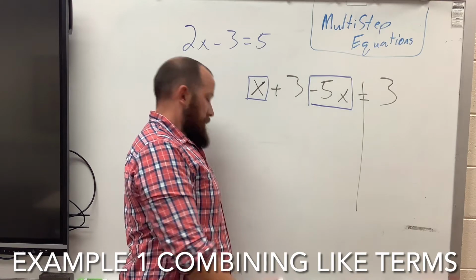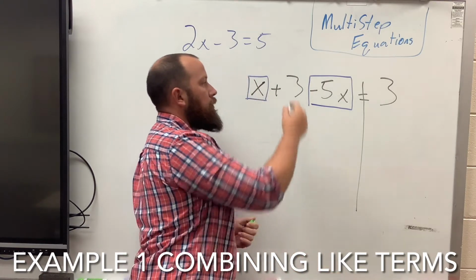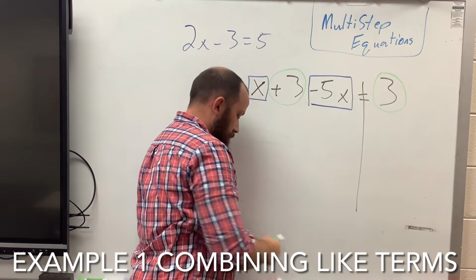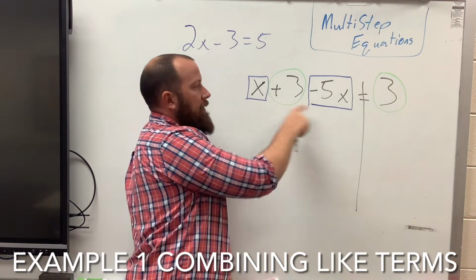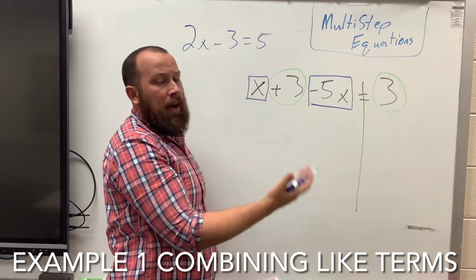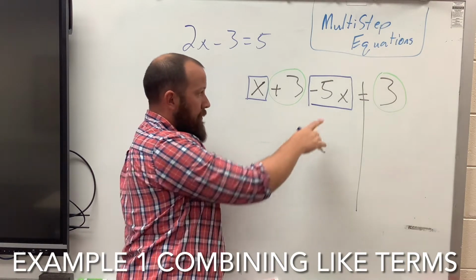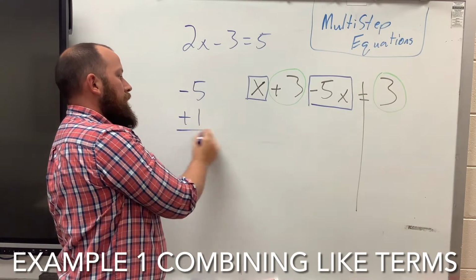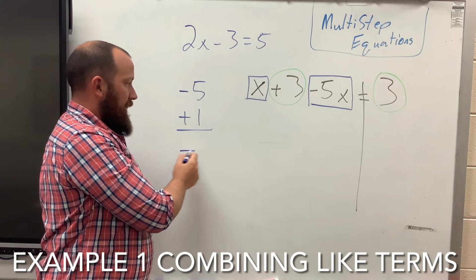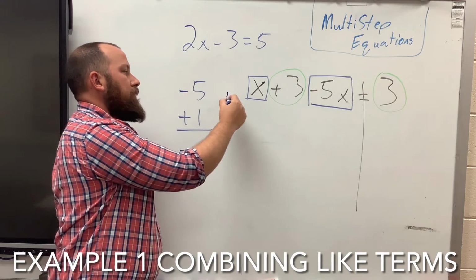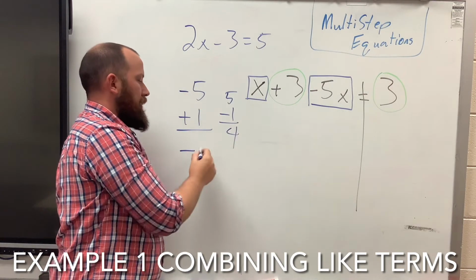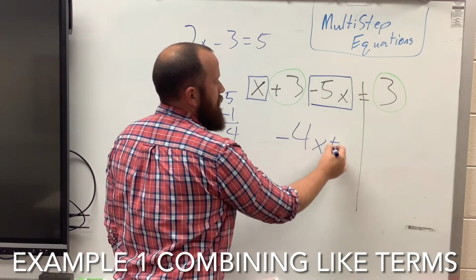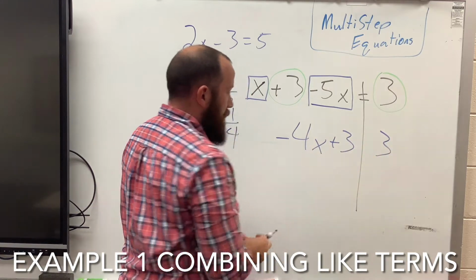If you want to, you put circles around the other one, but make sure you keep the sign with it. So now, x and negative 5x. I have to combine those before I can get to my problem. So negative 5 plus 1, my sign will be negative, and because it's a positive and a negative, I just subtract 1 from 5 and get 4. So we have negative 4x left over, plus 3, and bring 3 down over there.